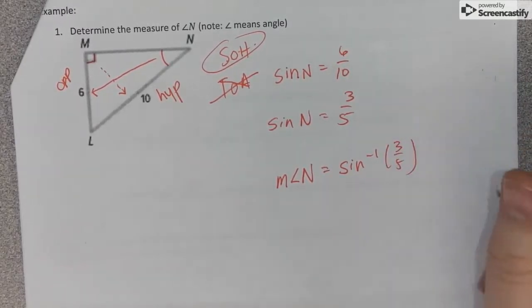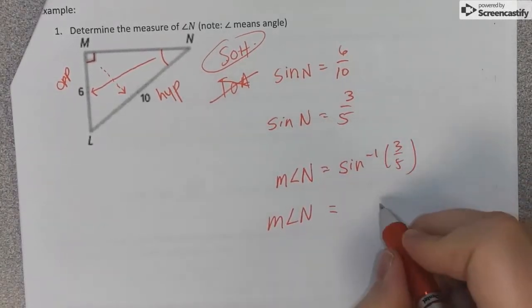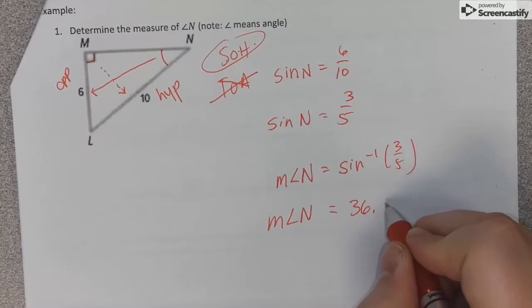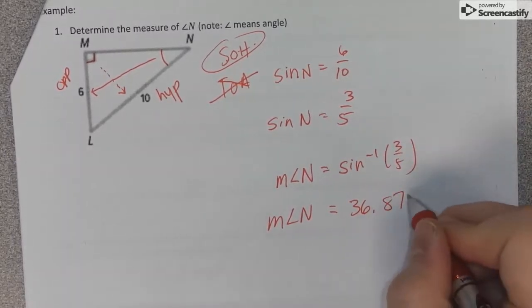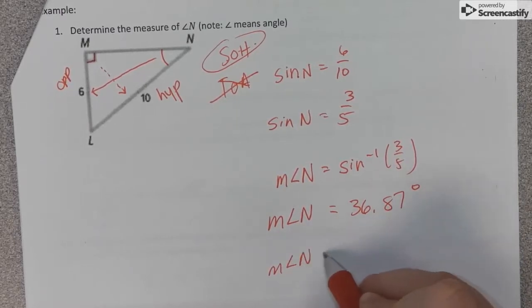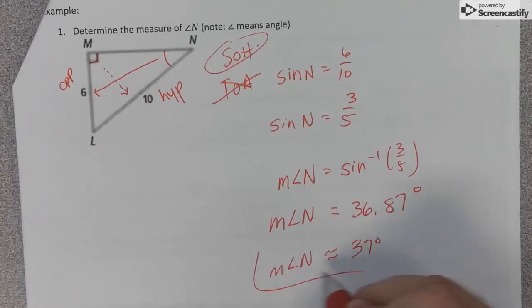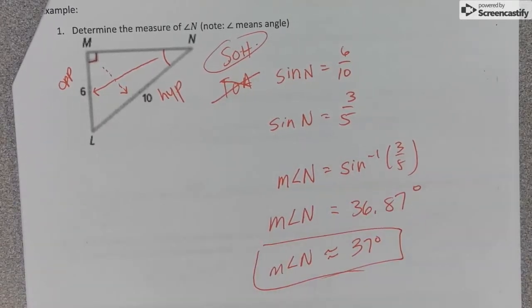And if you do that in your calculator, you would get the measure of angle n equals 36.87 degrees. And that would be the measure of angle n. And if they wanted you to round to the nearest whole degree, then this would be about 37 degrees. So that would be the measure of angle n.